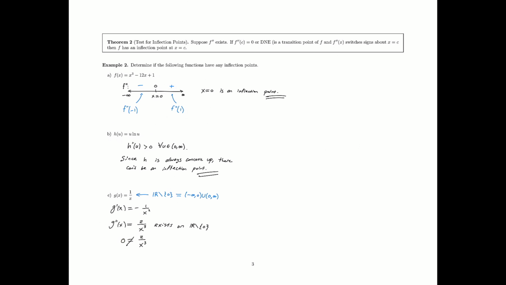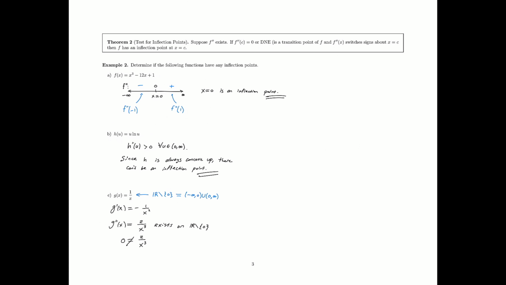So, in other words, this function, 1 over x, has no transition points. And since an inflection point is a transition point with the additional fact that the second derivative changes signs across that point, we know that there cannot be a point of inflection because there's no transition points.